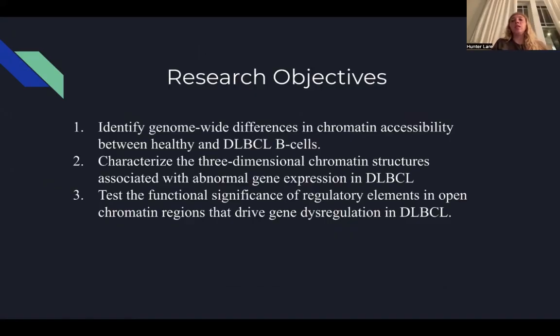Research objectives. To address the gap that was discussed in the previous slide regarding chromatin accessibility, we developed 3 objectives. The first is that we were going to identify genome-wide differences in chromatin accessibility between healthy and diseased tissue. The second was we were going to characterize the 3D chromatin structures linked to abnormal gene expression. And then the third is we were going to test the functional significance of specific regulatory elements that drive dysregulation in DLBCL.